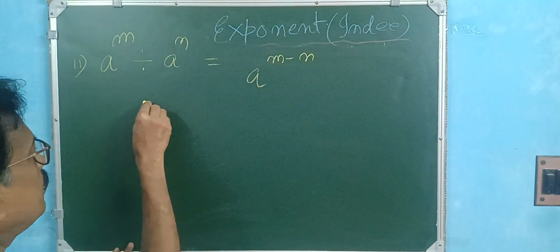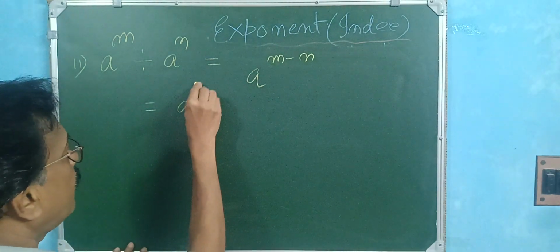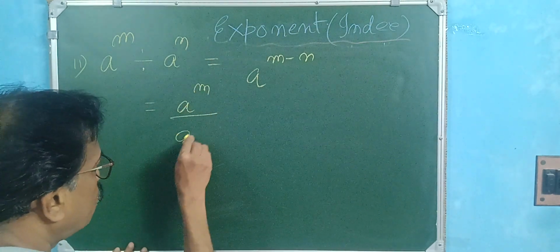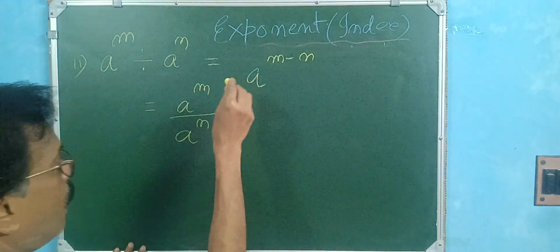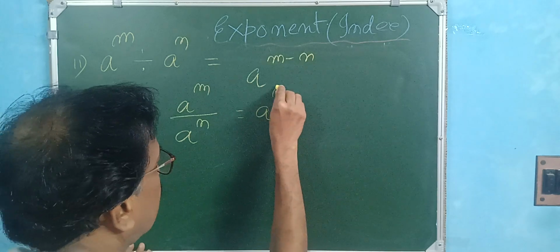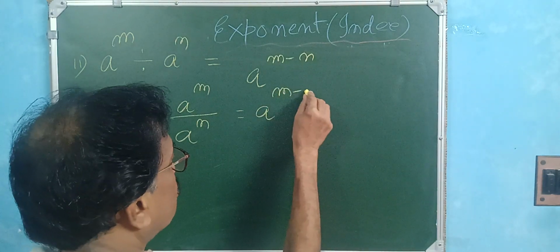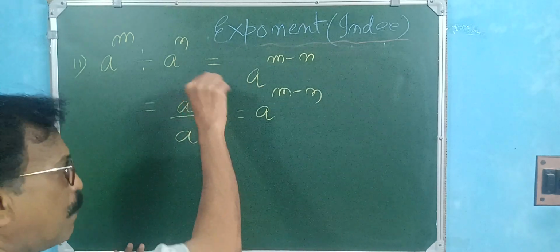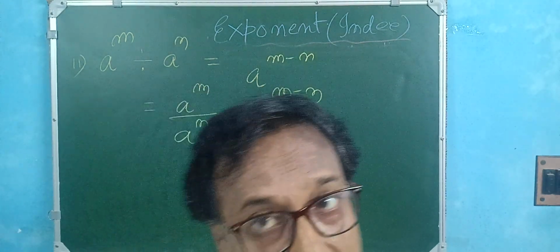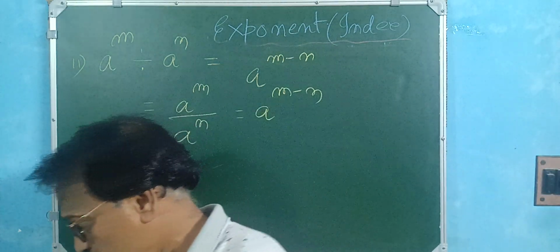You write it this way: a to the power m divided by a to the power n equals a to the power m minus n. If a term moves from the lower part to the upper part, the sign changes. Upper to lower, the sign also changes. That is the process of indices.